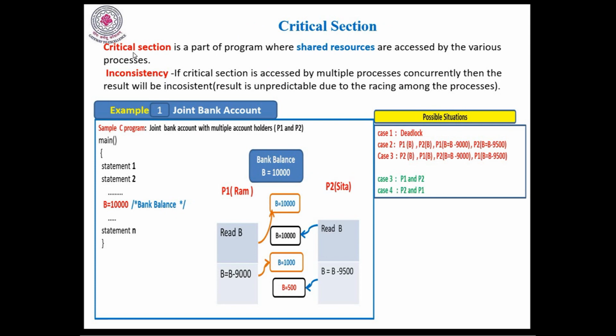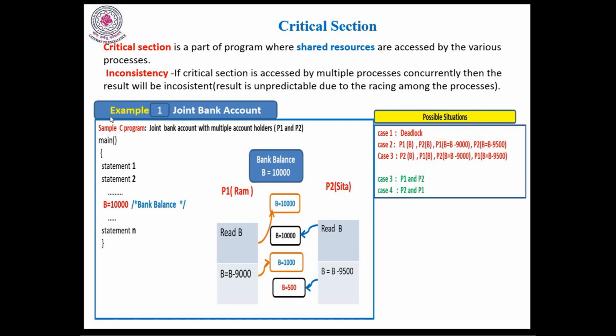What is a critical section? A critical section is a part of a program where shared resources are accessed by the various processes. Where shared resources are there, competition might be there, racing might be there. That is what we need to identify, and then we need to try to find the solution. That is what we are discussing in this session.